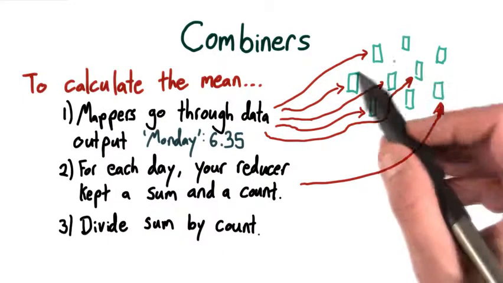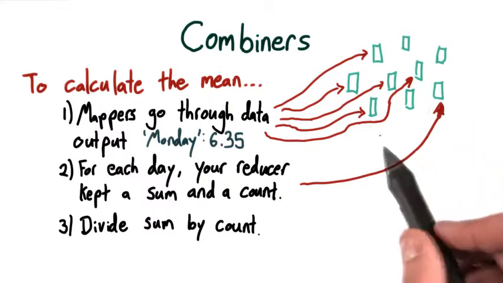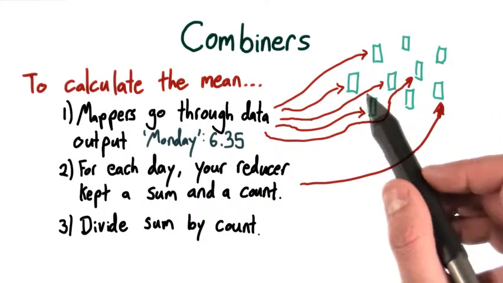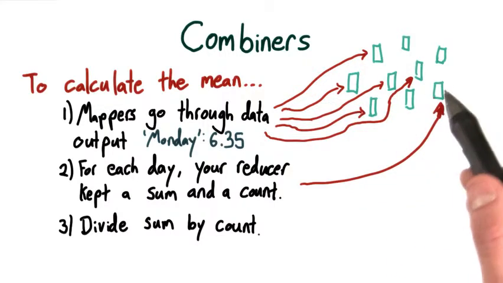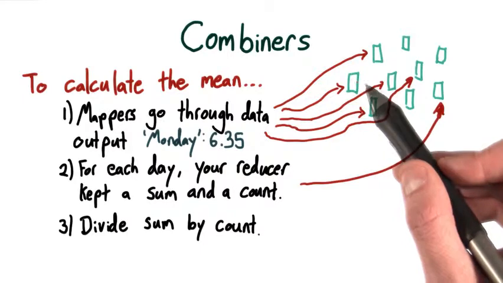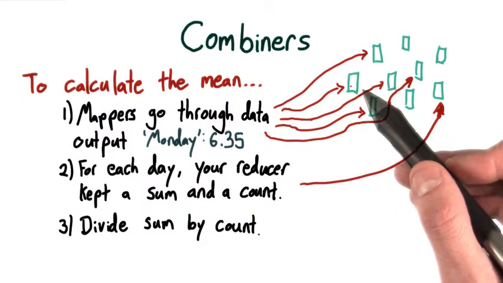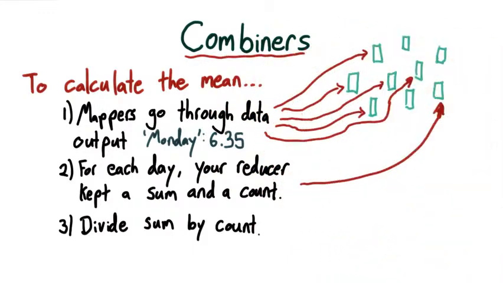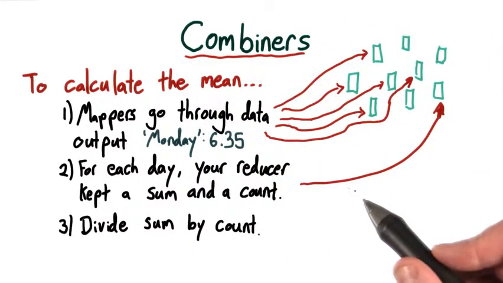So what if we could do some of this reduction locally? What if on each machine, before we send our key value pairs off to be reduced, we could do some pre-reduction? And it turns out we can. That pre-reduction happens with these things called combiners. And before you practice using combiners, let me try and sell you a bit more on their value.